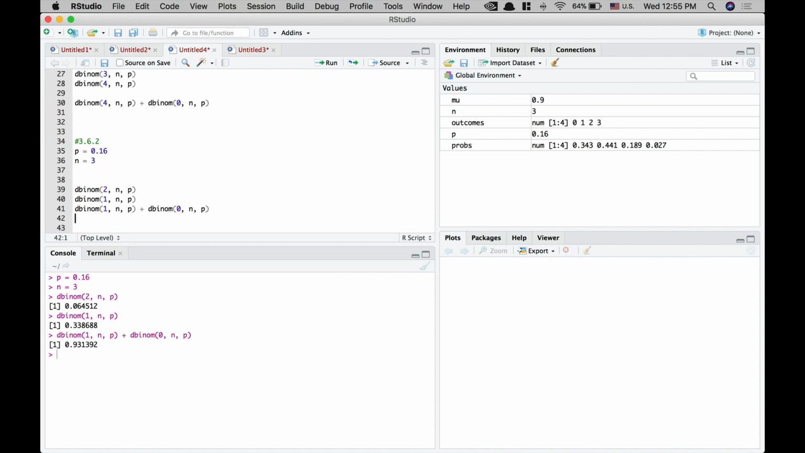And next, what about none of them being nearsighted? That means we have 0 successes. That is given by this.